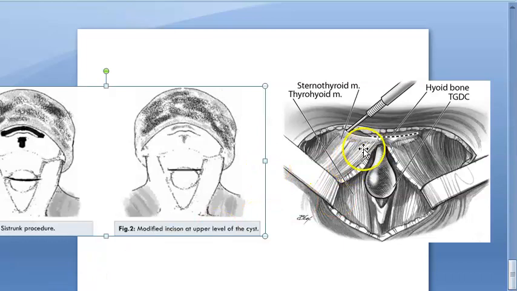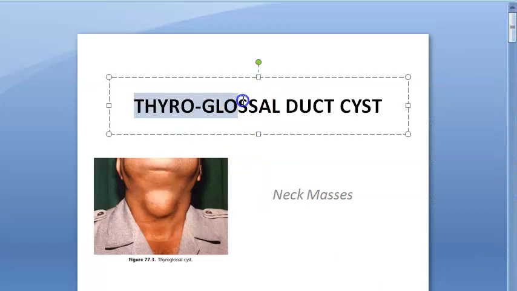Focus, guys, focus. Which are the two muscles? Sternothyroid muscle, ST. First of all, sternothyroid they got. Then they have opened it up. Inside they are seeing the thyrohyoid muscle. And what they are showing here is the TGDC, that is what? Thyroglossal duct cyst. Up you have the hyoid bone, right? So that's it about thyroglossal duct cyst.